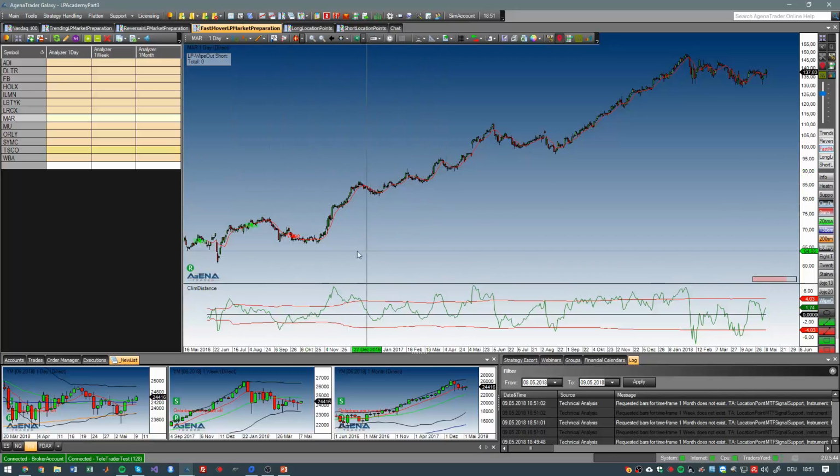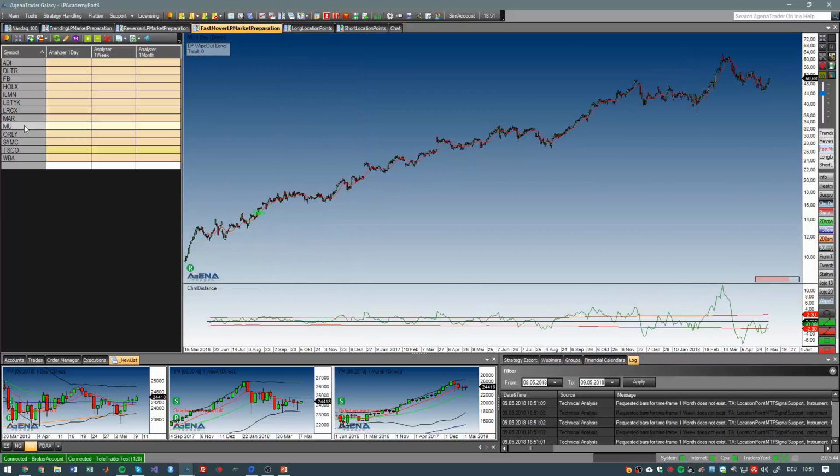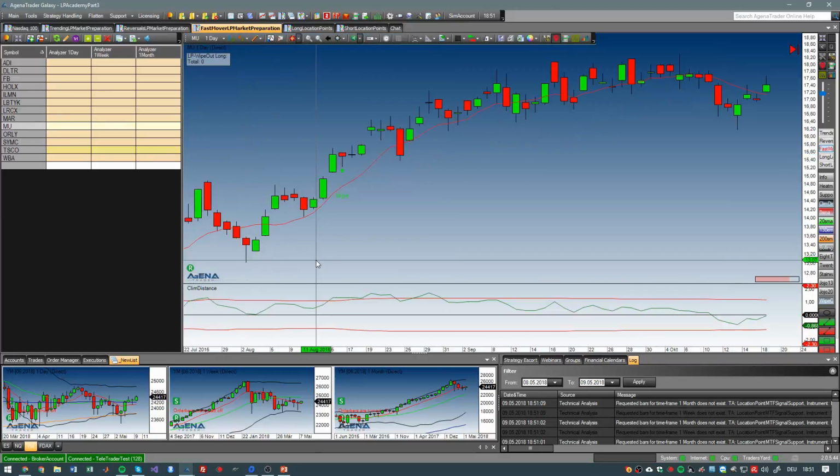This is, yeah, not so great. This one here, I would say you can trade. Strong movement here.